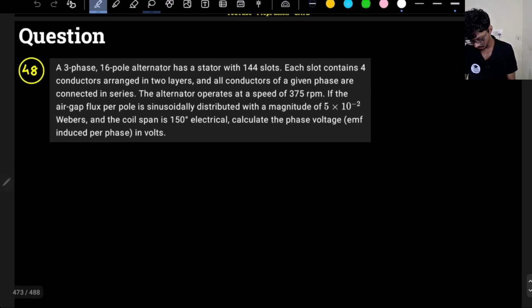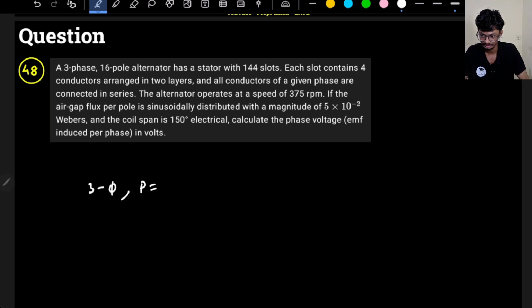So it is a three phase system, 16 pole. Whenever these kind of questions come, you have to write the data. If you don't write down the data, then you have to reread the question, which will take another 10 or 20 seconds. So you have to save your time. 16 pole stator with slots as 144. So I have a total of 144 slots. Each slot contains 4 conductors arranged in 2 layers. So it is a double layer winding.